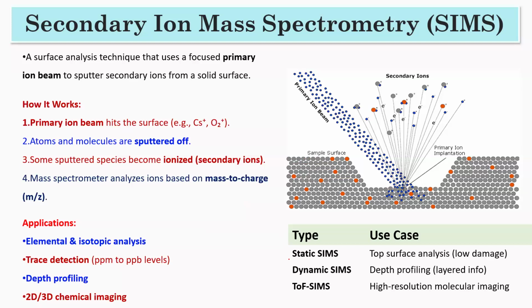So there are various types of SIMS. Static SIMS means it will just analyze the top layer. The beam is not moving, so it just analyzes the top surface, maybe here. And dynamic SIMS is like depth profiling. It can move, and you can analyze at different depths, so you can know the chemical composition. Also there is TOF-SIMS, which can do high resolution molecular imaging. Okay, so all are kind of similar in concept.